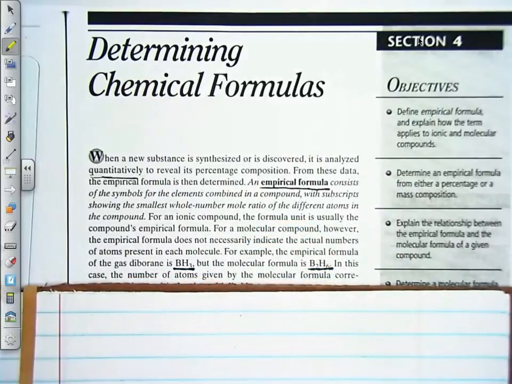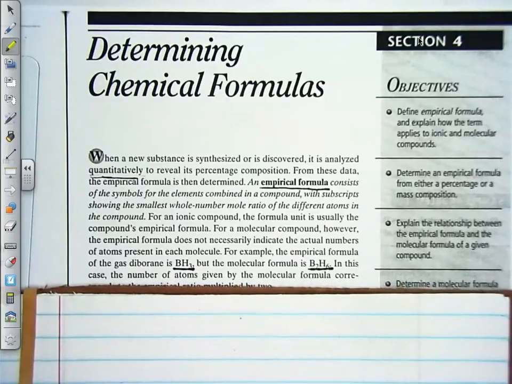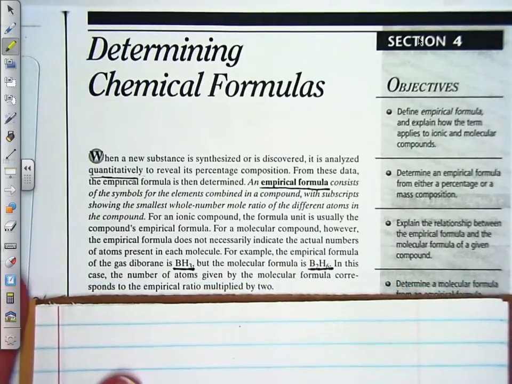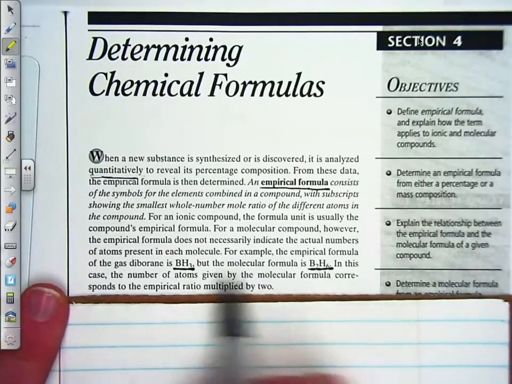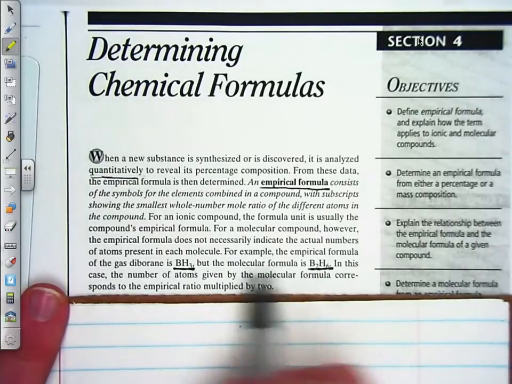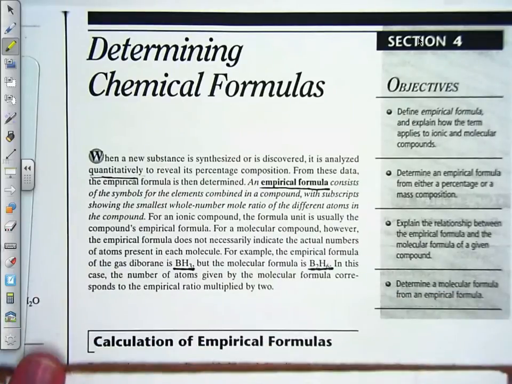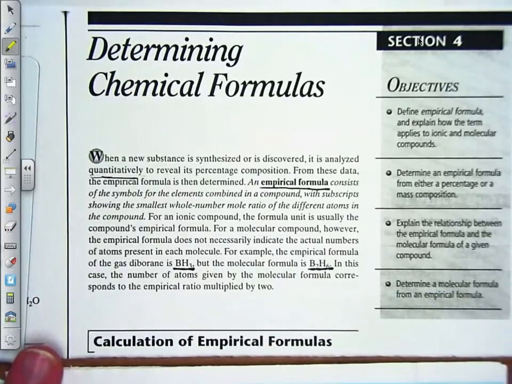In this case, the number of atoms given by the molecular formula corresponds to the empirical ratio multiplied by 2. So this is 2 times this. So, what is an empirical formula? Well, now you can write the definition, and you can see that the empirical formula is the simplest ratio of atoms in a molecule. It doesn't necessarily represent the molecule, just the simplest ratio.